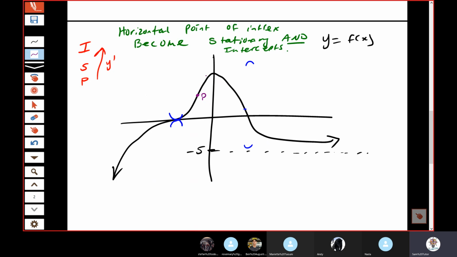And then let's continue. Sad, sad, sad, sad, sad, sad. And then something happened here for it to become happy. So actually there's another one here and here as well. That's stationary, so that becomes an intercept. And that's all we've got.